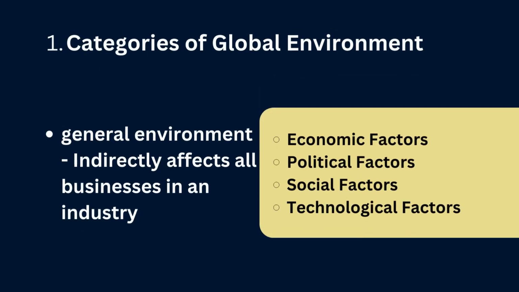The second one is the general environment, which means it directly affects all businesses in an industry. These include the following. We have economic factors, political factors, social factors, and technological factors. Economic factors: global economic conditions, inflation, exchange rates, and trade agreements influence demand, costs, and global competitiveness.